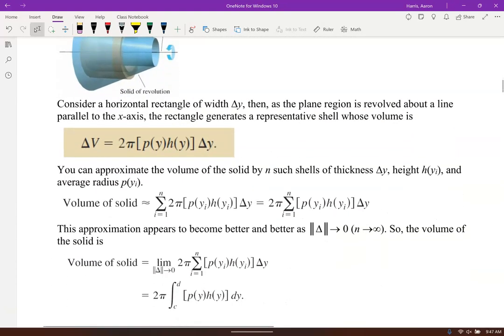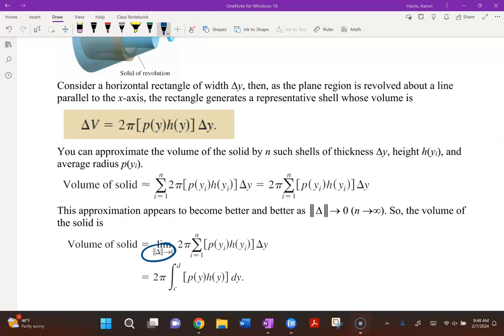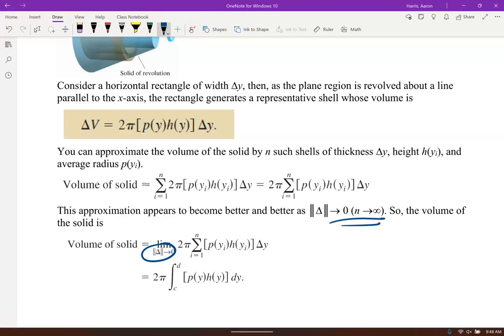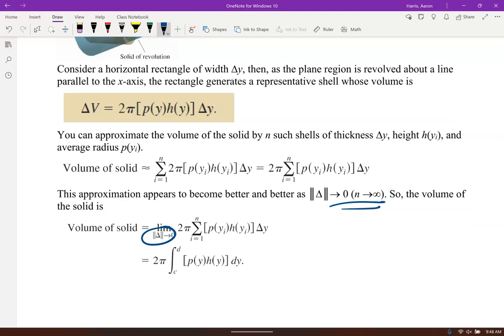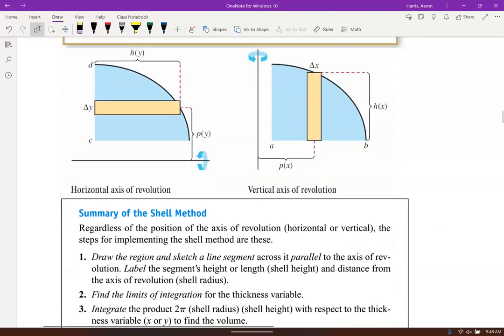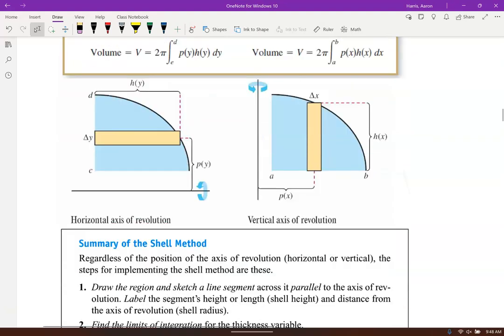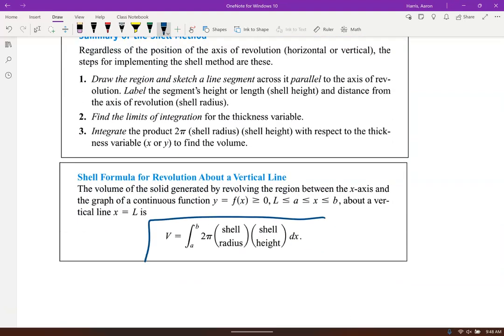And so we run that, 2 pi radius. Again, we run that limiting process so that as the thickness goes to 0, or as the number of those cylindrical shells goes to infinity, same thing, we run this limiting process. Then what we end up with is our shell method. So 2 pi, and I'm going to write it as our shell radius times our shell height, and it's right here. That's to revolve it about.